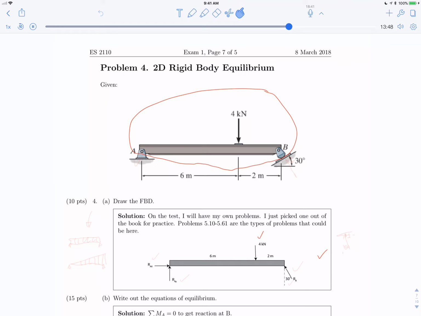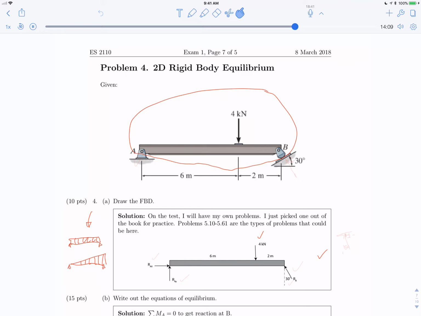There's this 4 kilonewton force. On the test, you might have something like this, like a uniform load, maybe a triangular load. I won't put like a cosine load or anything more complicated than these two. Be sure you know how to do that. Anyway, back to our free body diagram.